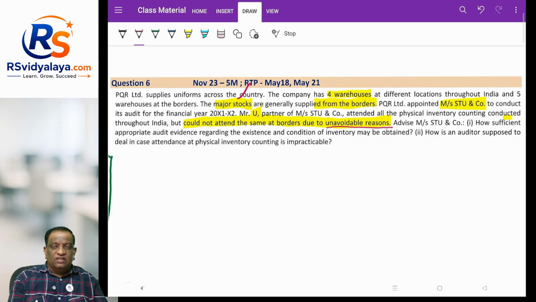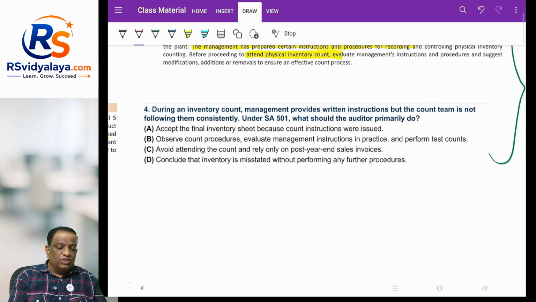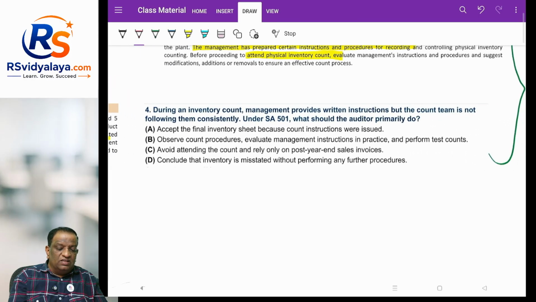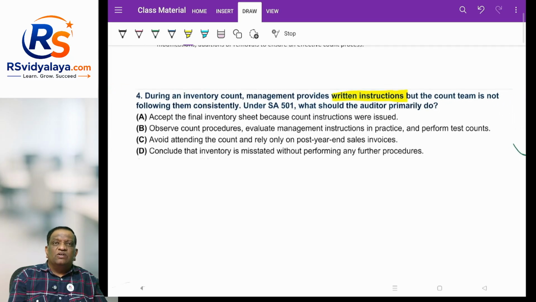So while answering this, you have to quote that in accordance with SA 501, it is mandatory for the auditor to conduct the physical verification, and while doing so, he must attend the physical verification, and if he is not able to attend the physical verification due to any impracticable situations, then he must perform these 3 scenarios. That is how he will have to do it. So this is the question that you get in it. And the other question is on the written instructions. What happens if they are not complied with?